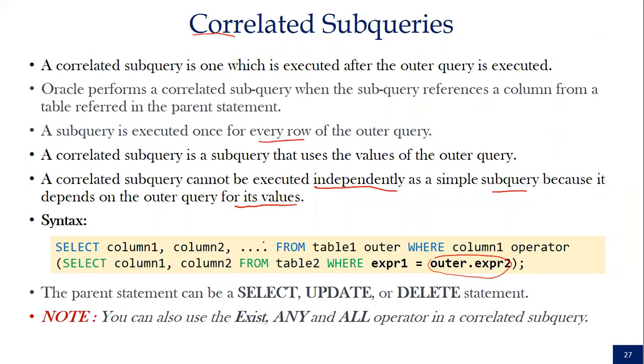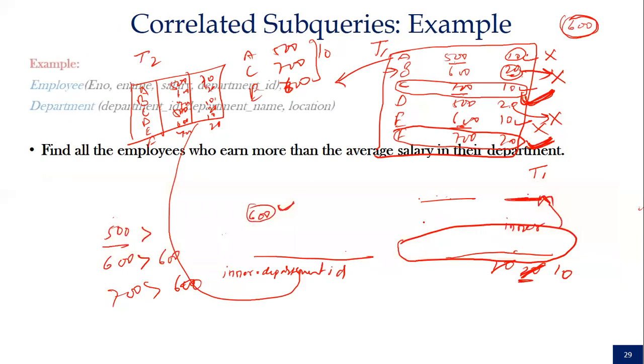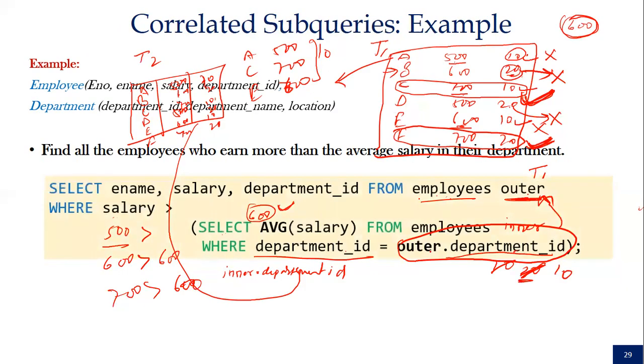Is that okay? Yes, sir. Now it is clear. Yes, sir. Is that okay now? That's why it is called correlated subquery. Is that okay? Now it is clear now? Yes, sir. Okay.